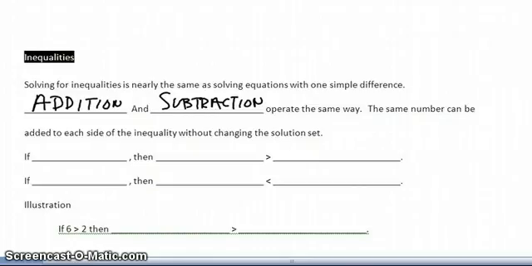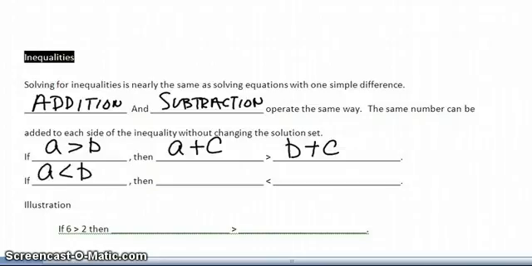So in general terms, if we know that A is greater than B and we add the same number C to both A and B, then A plus C has to be greater than B plus C. Additionally, if A happens to be less than B, and this time we're subtracting the same number from both sides, the statement holds true that if A is less than B, then A minus C has to be less than B minus C.